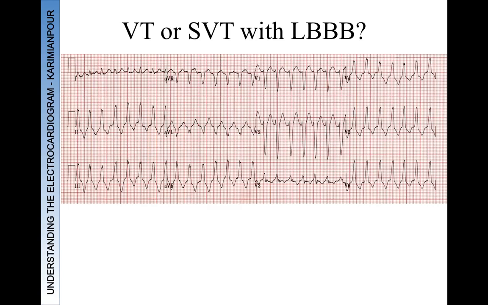This is the question that we've all been waiting to answer, and this is what I was mentioning before. Is this ventricular tachycardia or is it supraventricular tachycardia with a left bundle branch block? Both of them would be a wide complex tachycardia. So how do you differentiate the two? Because you may treat it differently.